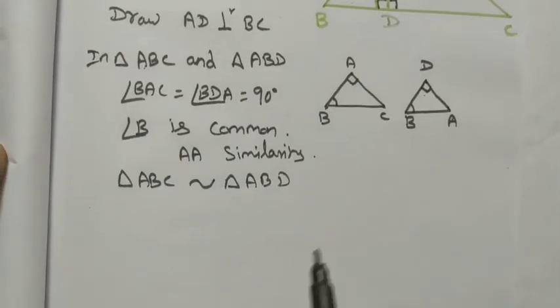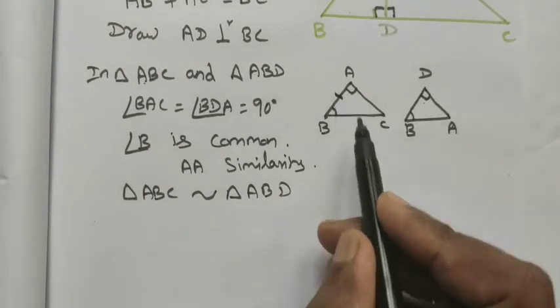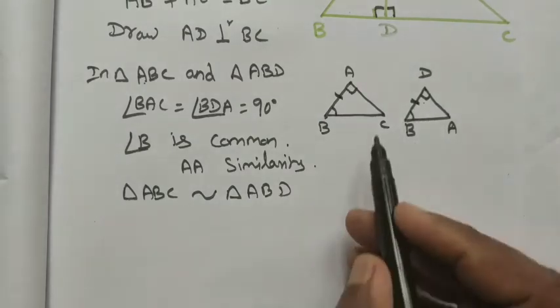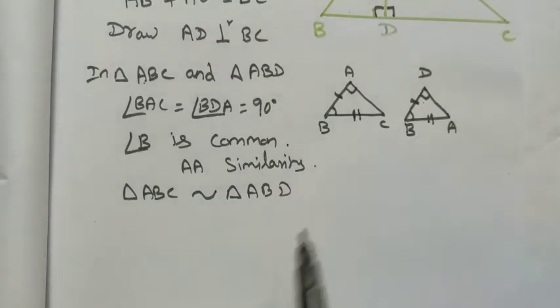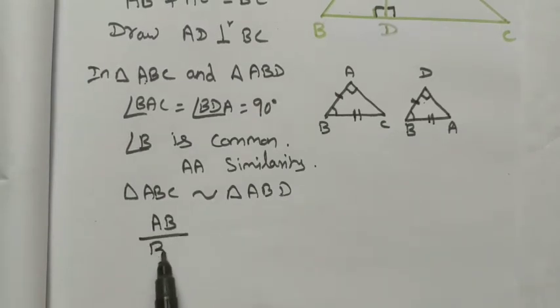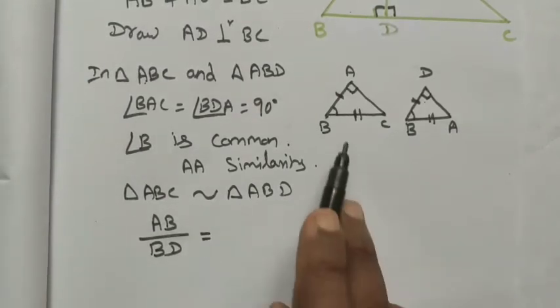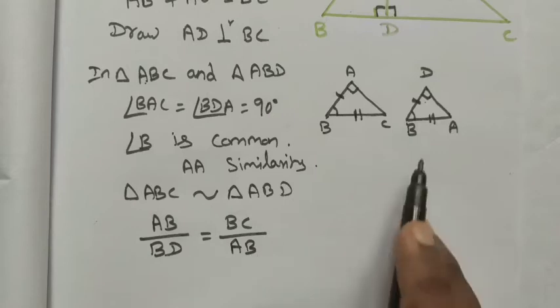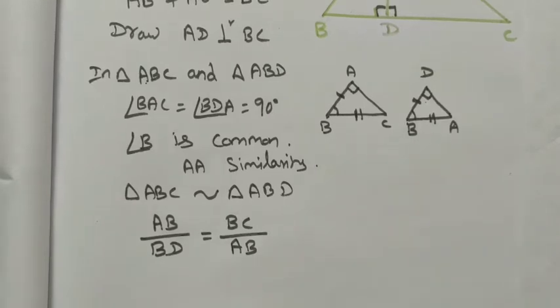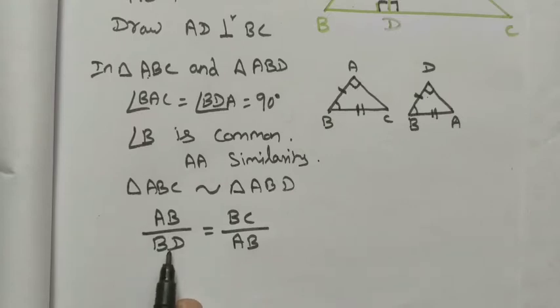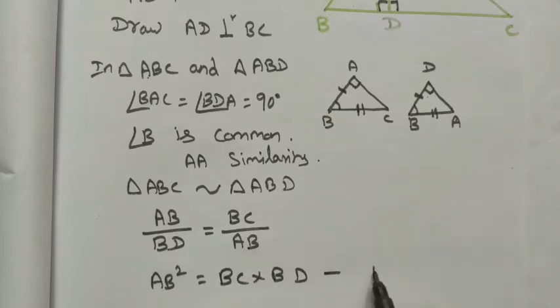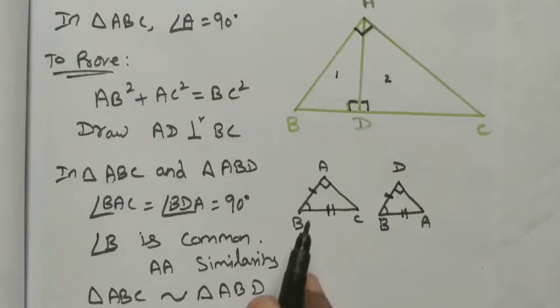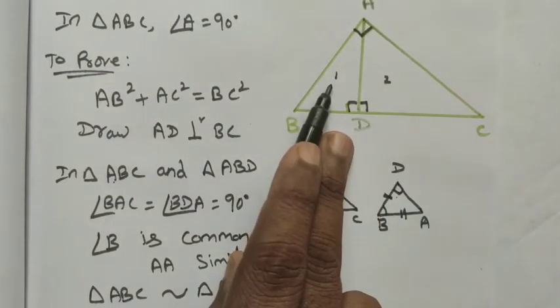By the condition of similarity, this side is proportional to this side, and this side is proportional to this side, right? So AB over BD is equal to BC over BA, that is AB. Now I cross multiply: AB into AB is AB square, equal to BC into BD. I take this as equation number 1. So the bigger triangle with triangle number 1 is completed.